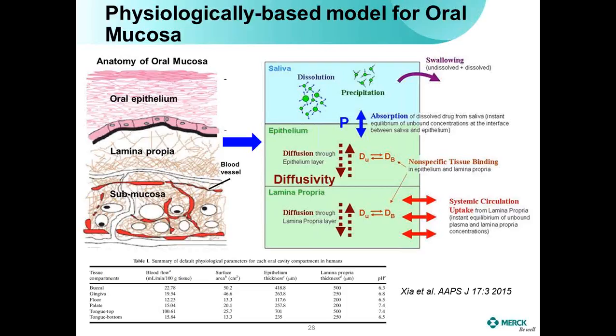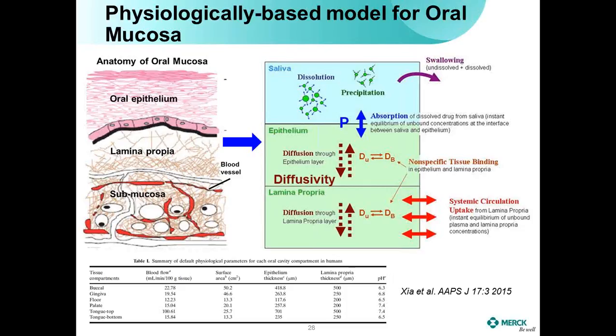The anatomy of oral mucosa has two major layers: the oral epithelium and the lamina propria. For each layer, we define different sublayers to reflect the different cell layers in the anatomical situation. And the model also accounts for drug dissolution and precipitation in the saliva, which is in the oral cavity, and also considers the swallowing of dissolved and undissolved drug.